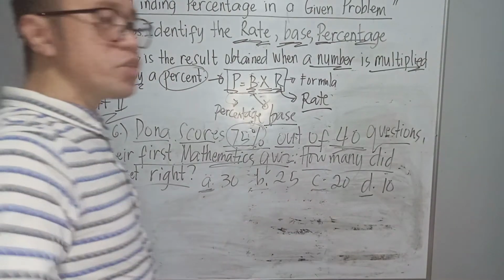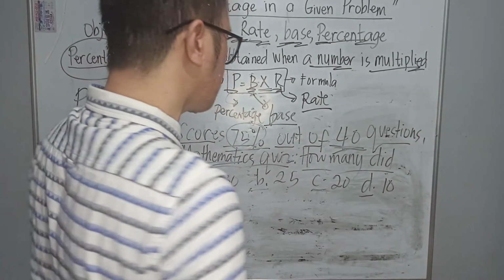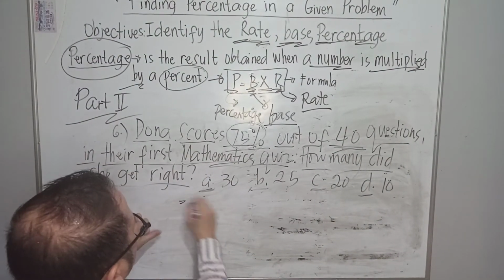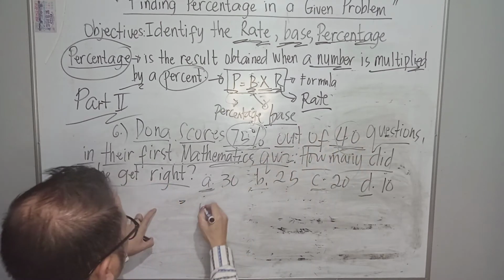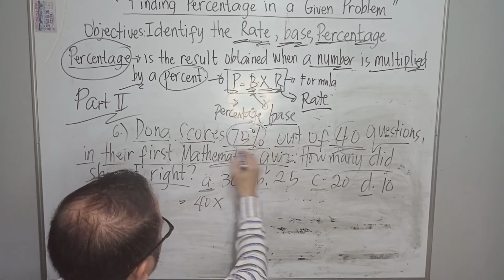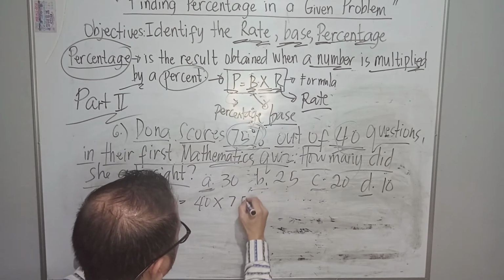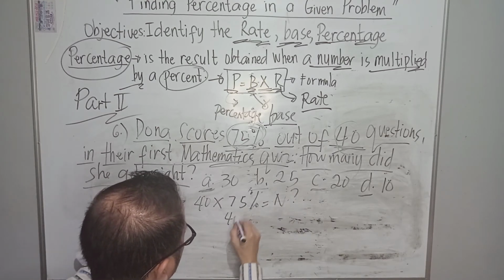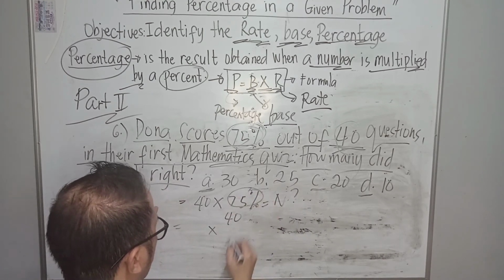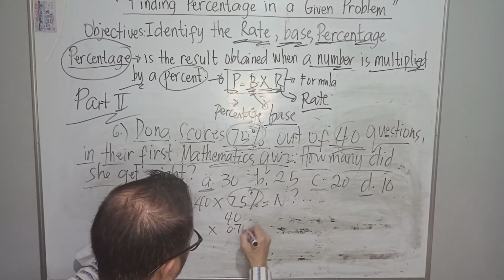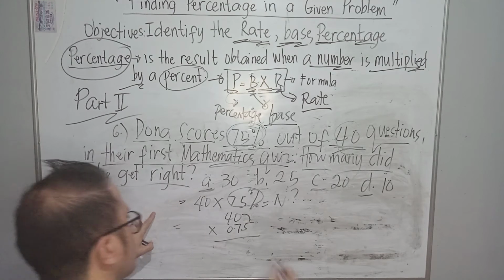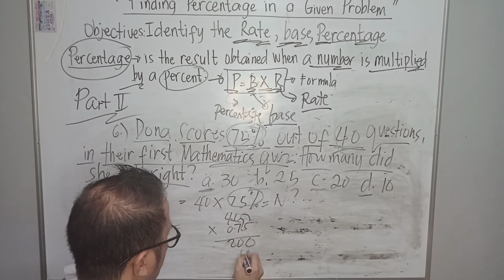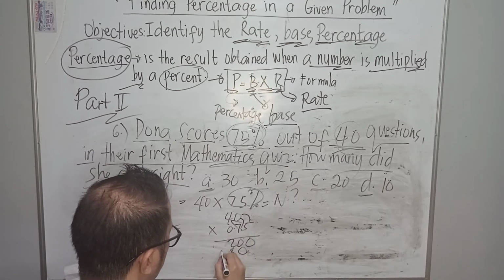Now, to find it out, same procedure, my dear viewers. Base multiplied by rate. Let us solve it. First, class, we jot down 40 times the rate 75% equals n. Now let us solve it. 40 times, transformed to decimal form, 0.75. Let's solve it. Times 5 we have 0. So we have 20. 7 times 0 we have 0. 7 times 4 is 28.